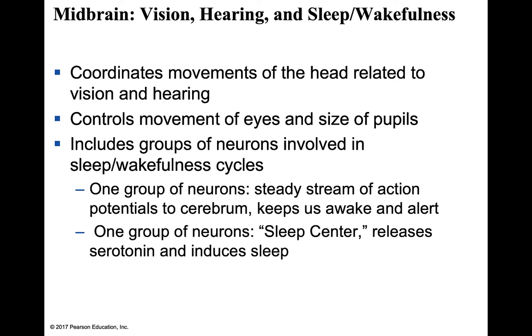When your pupils do not react equally, there's generally an issue or trauma to higher levels of the brain. Now, within the midbrain, this is also where we're going to see neurons that are involved in our sleep-wake cycles. One group of neurons sends a steady stream of action potentials to the cerebrum, and that's responsible for our awake and alert stages. And then there's another group of neurons in the sleep center, and they actually release the neurotransmitter serotonin, and that plays a role in inducing sleep.